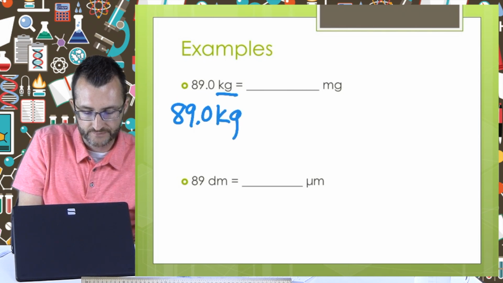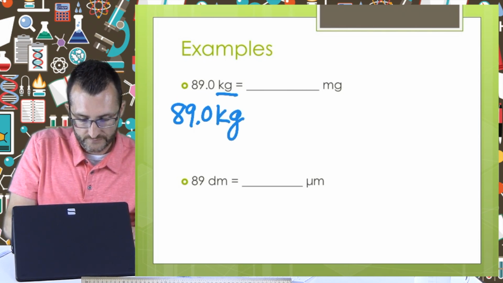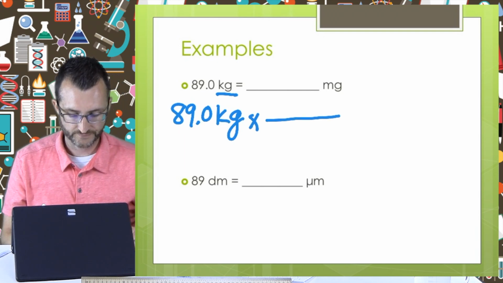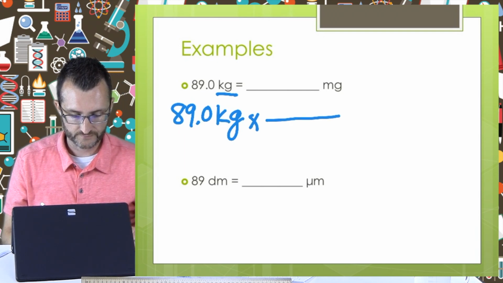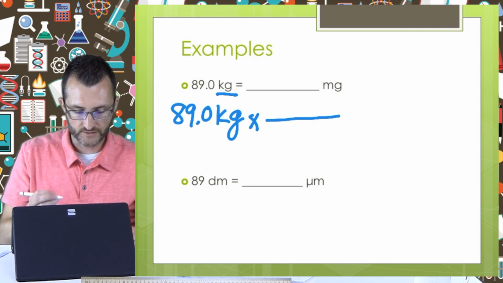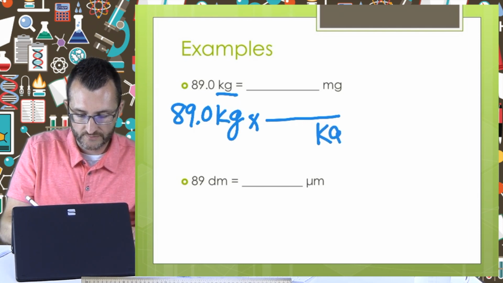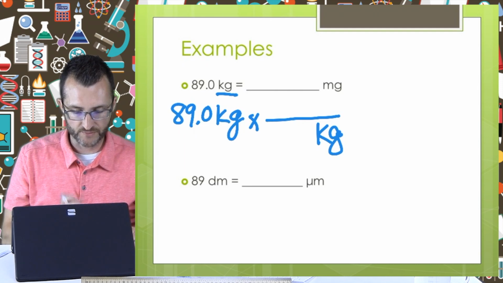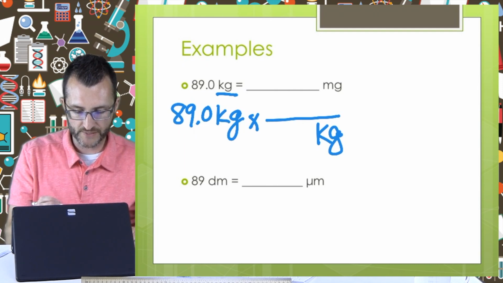Okay, we're gonna multiply that times our conversion factor here. So our conversion factor is gonna have the base unit on top and the original unit on bottom. So what is my original unit? Looks like kilograms. Okay, and my base unit here is gonna be what? Well, it's not milligrams, even though that's what I wanna convert it to, but I'll get there eventually. So base unit would just be grams.